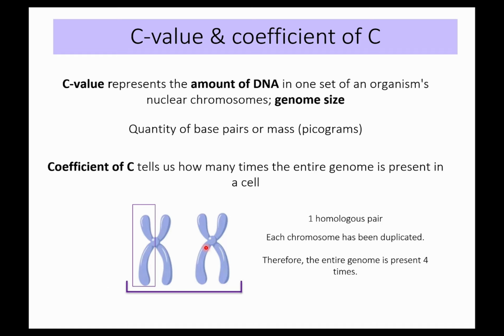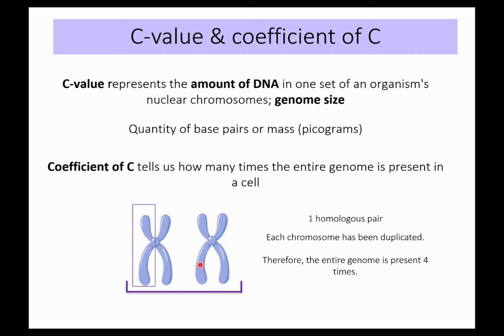Here you have another homologous pair. Each chromosome is duplicated. Therefore, the entire genome is present 4 times, guys, because this is the unique sequence. It's just the one copy. This is not the genome, and that's not the genome. Only this strand here, that chromatid, represents the genome. So there are 4 copies, not 2 copies.